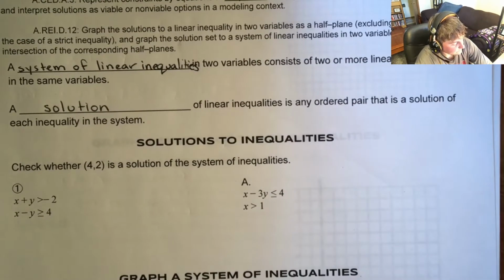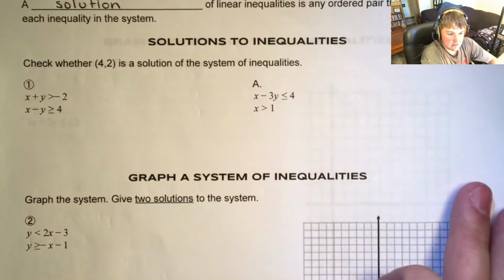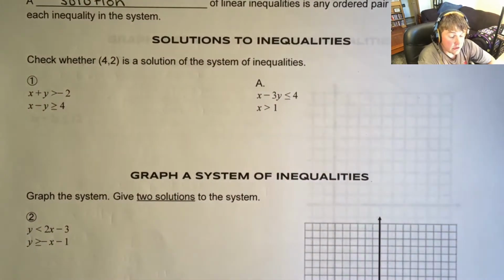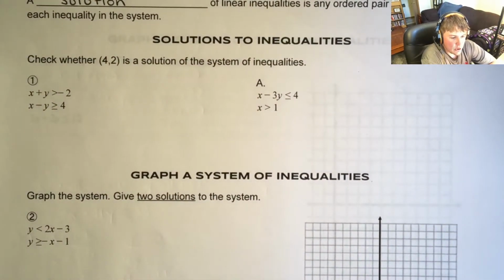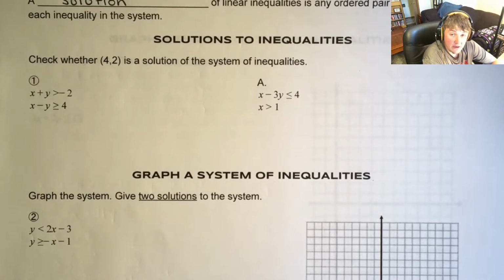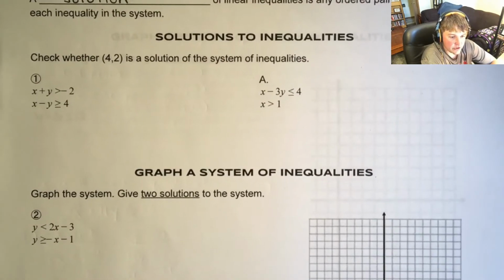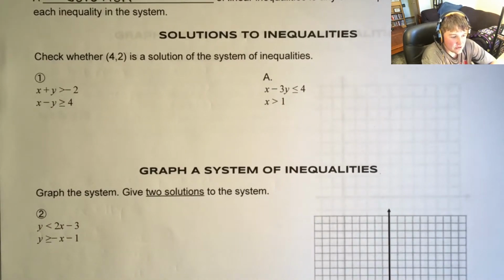Okay, so let's go ahead and figure out what solutions are. The thing that's really nice about these solutions is that it's very, very consistent with all the other inequalities that we've done, as well as with the equations and such that we've done. If an ordered pair or a value makes it true, it's a solution. If it makes it false, it's not a solution. That's really just how solutions work in general. Let's go ahead and see what that looks like.